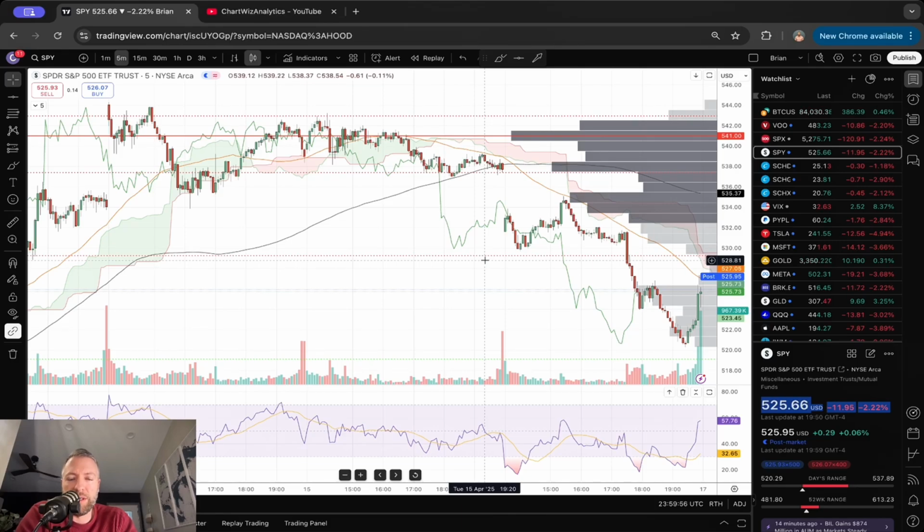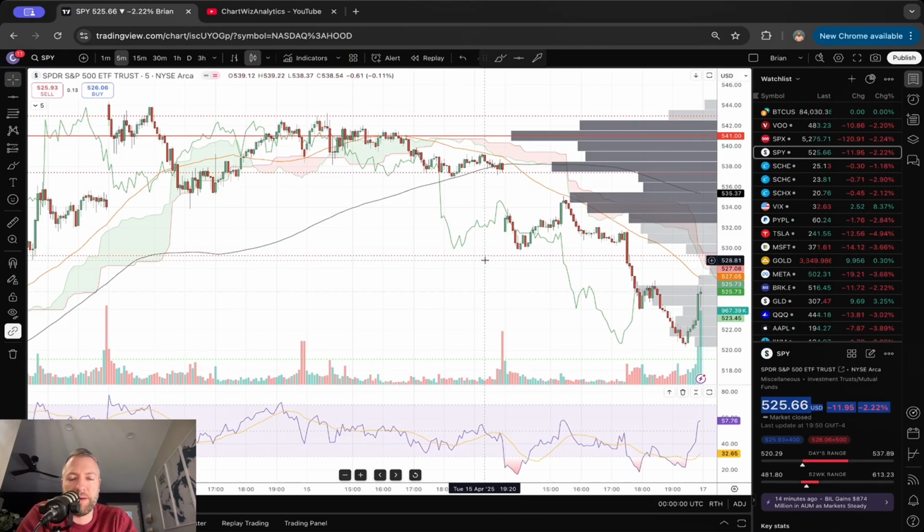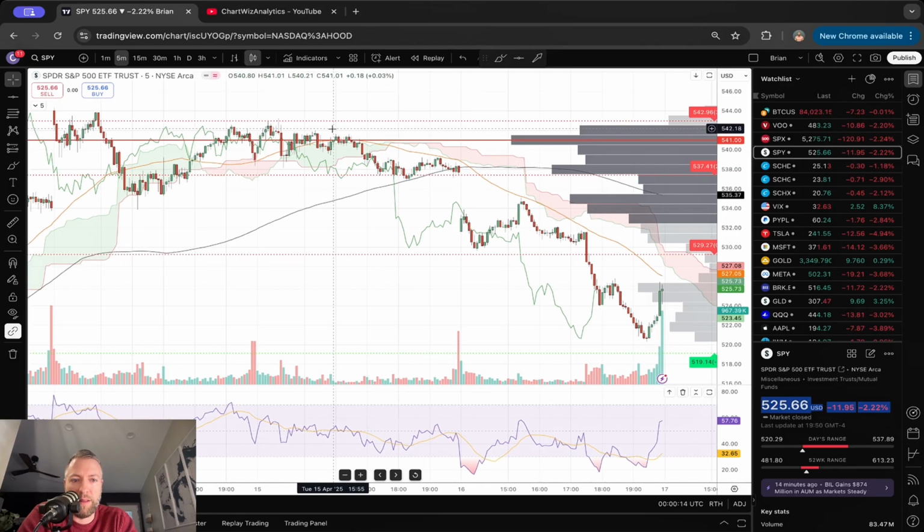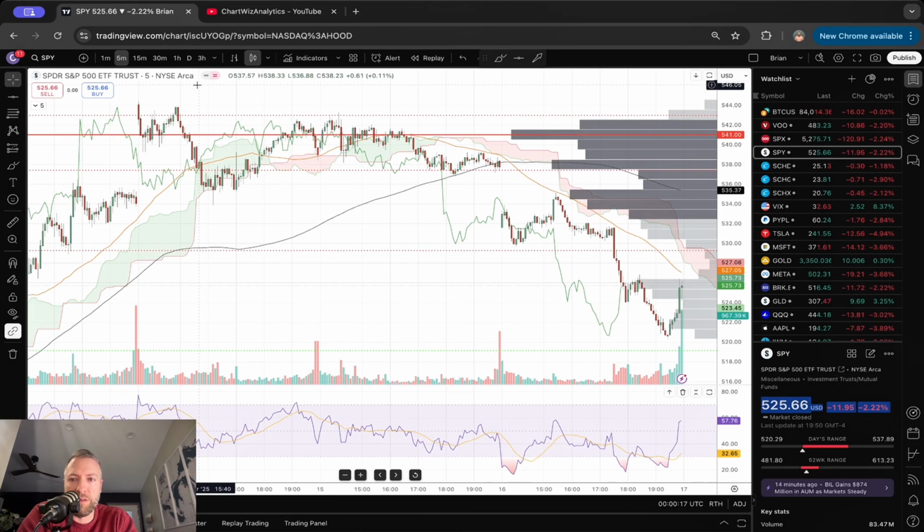I just wanted to jump on here really quick and give you guys an idea of where I think the S&P 500 ETF Trust is heading as of Wednesday, April 16th. So I'm just going to be looking at the chart action from Monday, April 14th until April 16th. I'll be scrolling through the different time frames to get an idea of where we're heading. Currently, I'm on the 5-minute time frame.